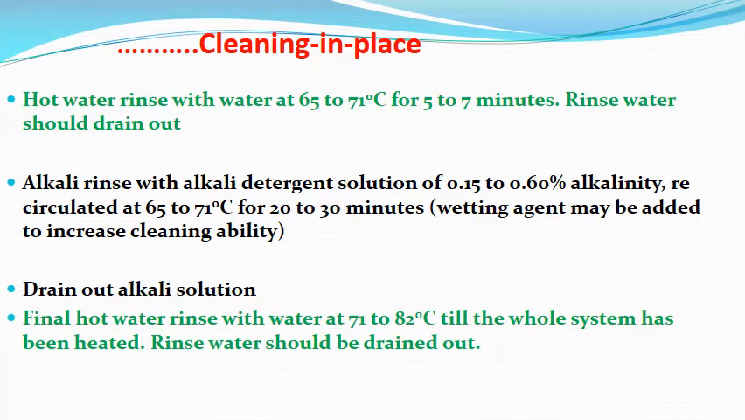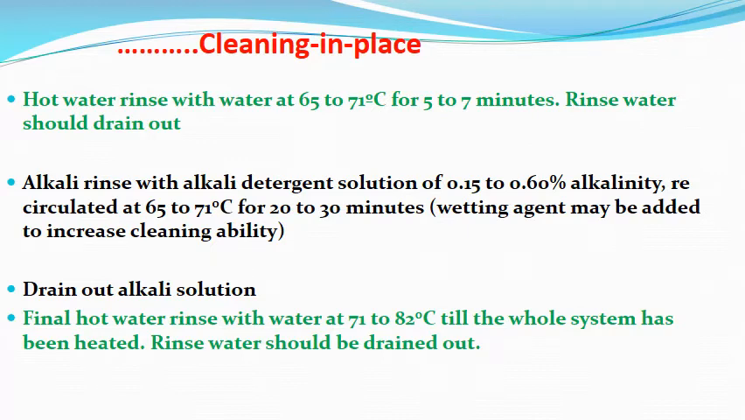After this alkali detergent washing, drain out all the alkali solution, and then do a final hot water rinse with normal warm hot water at 71 to 82 degrees Celsius till the whole system has been heated, and the rinse water should be drained out. After this, final sanitation should be done.